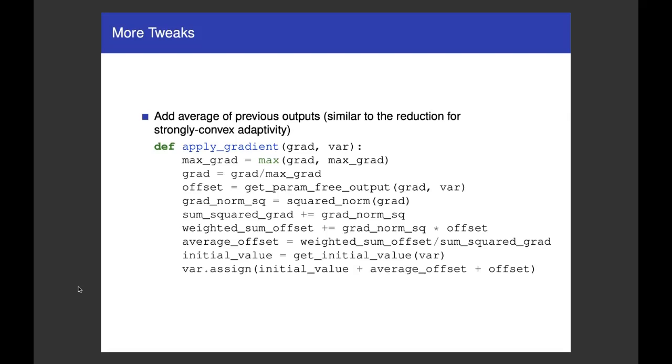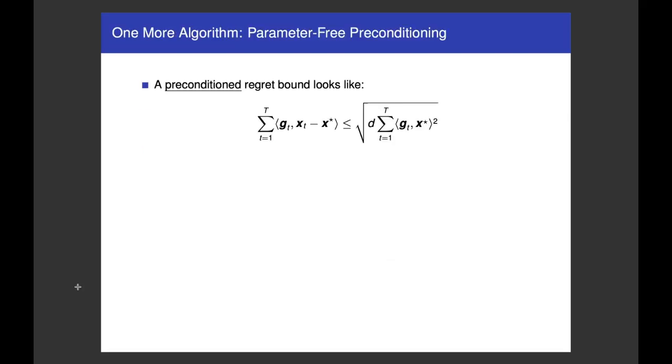All right, so these are all the tweaks that we use. Before I actually give the empirical results, I'm going to describe the actual algorithm that we're using because it'll look a little bit different and have some different properties than the ones we discussed before. So in particular, we're going to be looking for a preconditioned regret bound. What does that mean? Preconditioned regret bounds look like the following. So we have the linear regret can be bounded by the square root of d times the sum of the inner products of g_t and x star squared.